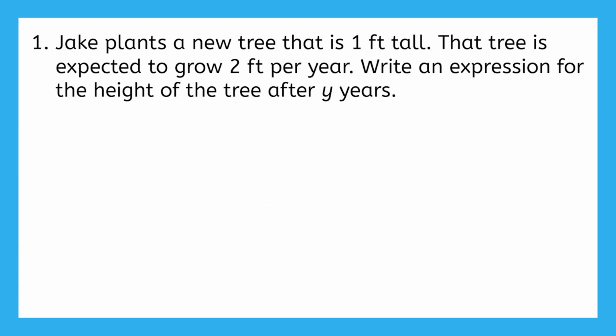As we saw in our last lesson, there are many different strategies for tackling this type of translation problem. One approach could be to circle all the key parts of the expression. So let's see. Jake plants a new tree that is 1 foot tall. That tree is expected to grow 2 feet per year. Write an expression for the height of the tree after y years. Now let's attempt to translate and organize these parts into an algebraic expression that accurately describes this real-world situation.